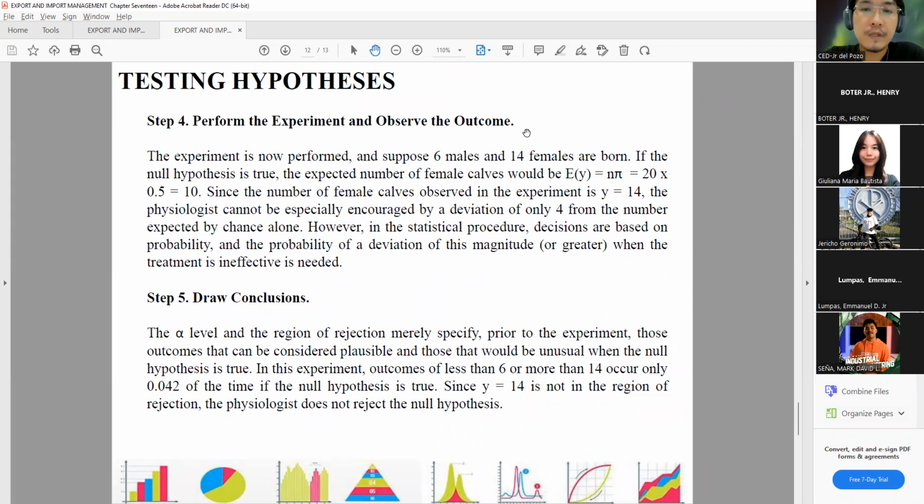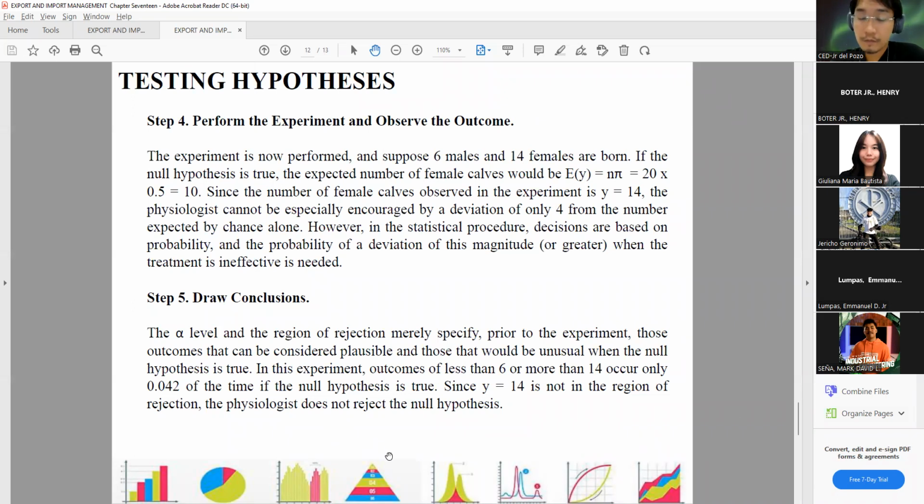However, in this statistical procedure, decisions are based on the probability of deviation of this magnitude or greater when the treatment is needed. So to draw the conclusion, the significance level and the region of rejection merely specify, prior to the experiment, those outcomes that can be considered plausible and those that would be unusual when the null hypothesis is true. In this experiment, outcomes of less than 6 or more than 14 occur 0.042 of the time if the null hypothesis is true. Since y is 14, it's not in the region of rejection. The physiologist does not reject the null hypothesis.